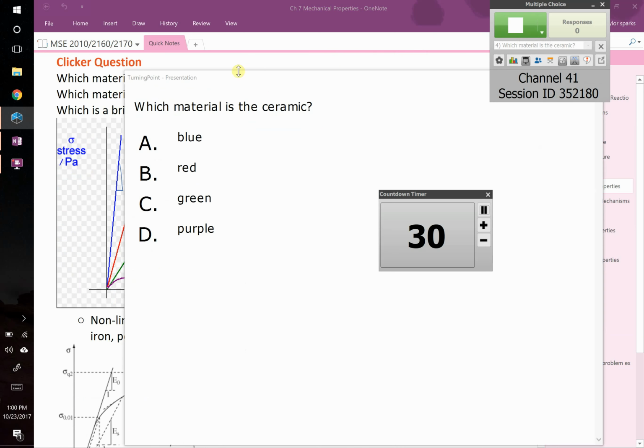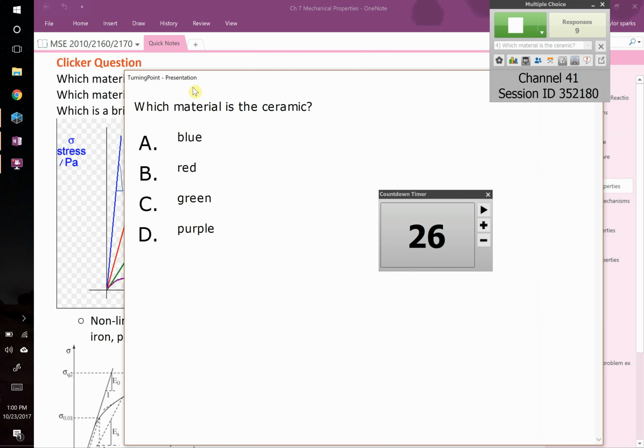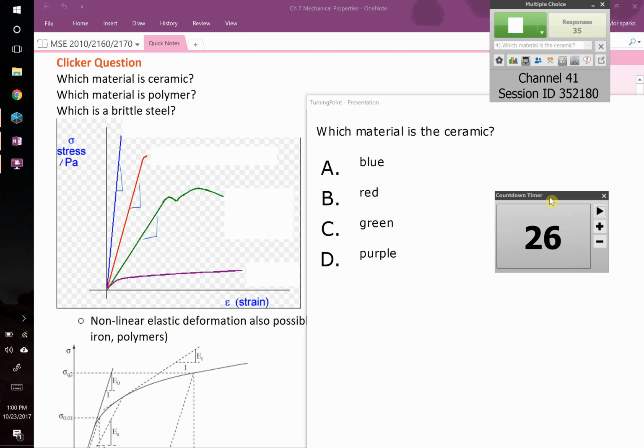So our next clicker question is, in these pictures you see here, we're going to ask which one of these is the ceramic. Oh gosh, let me kill the timer. Forget when I put timers on these things. Okay, let me move that. Which of these materials in the stress strain figure on the left is the ceramic? Is it blue, red, green, or purple? And if you're colorblind, the steepest slope is blue, then red, then green, followed by purple. So blue, red, green, purple.